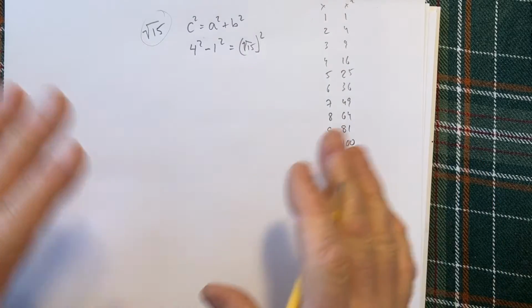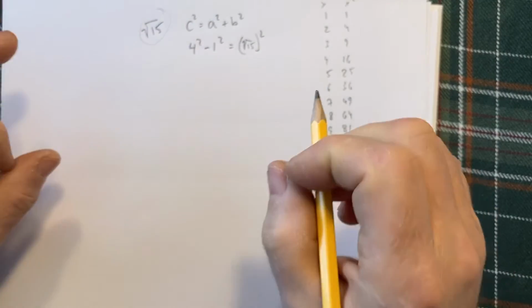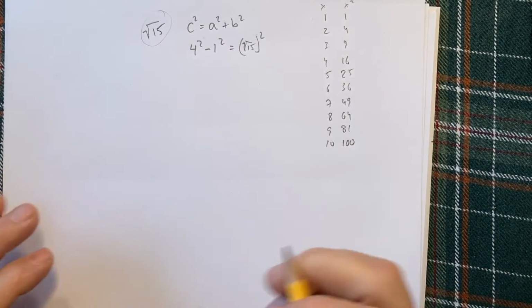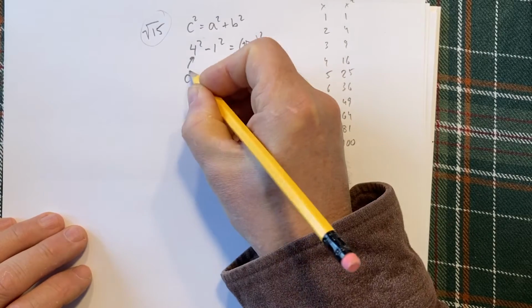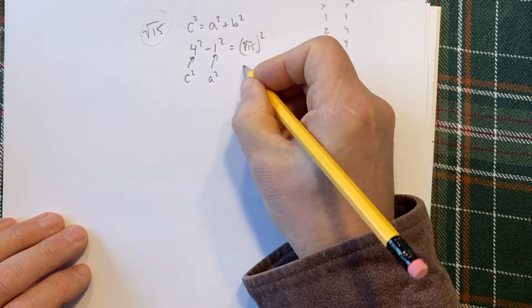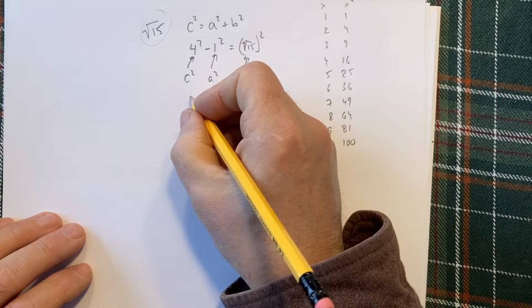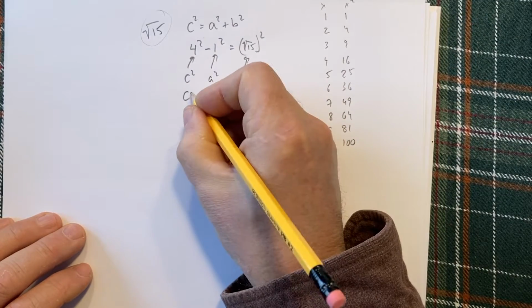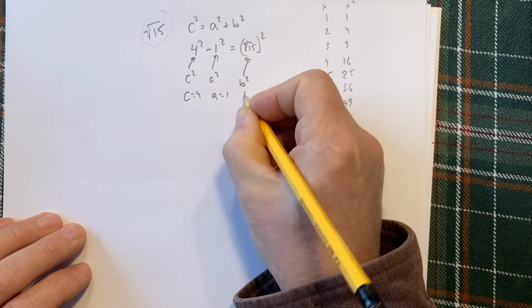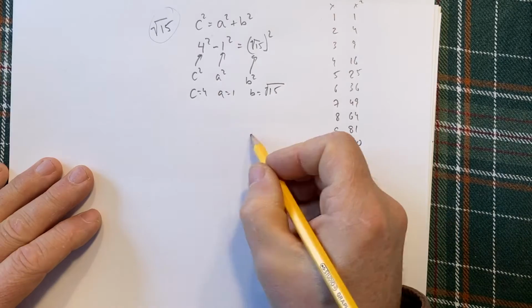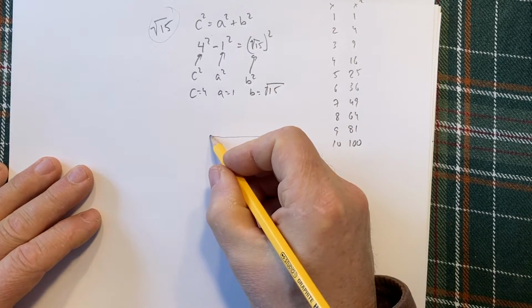We're after two things that are going to subtract. One is your a, one is your b, and one is your c. Which one is your c? The 4 is your c. This is your c squared, this is a squared, and this is your b squared, which is 15. Your c is 4, your a is 1, and your b is square root of 15. We're making a right angle triangle that's going to look something like this.